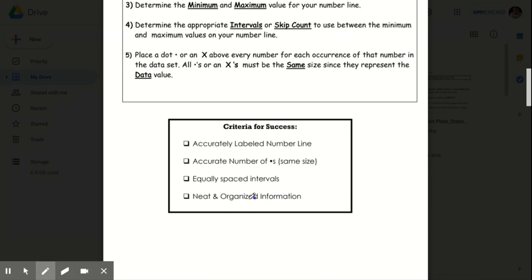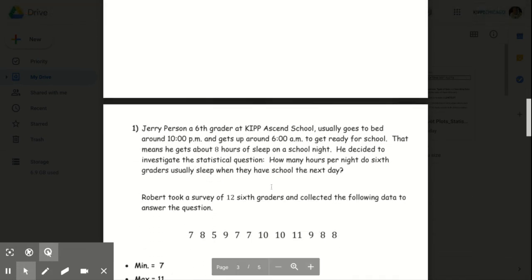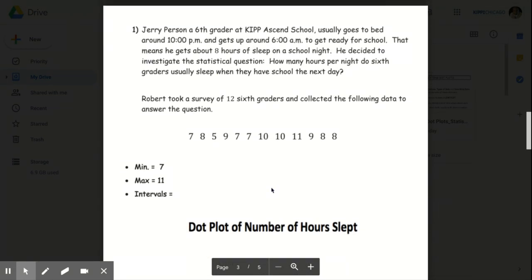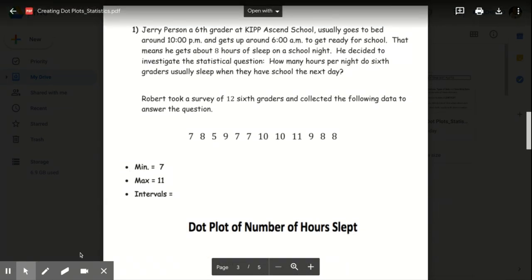And the next criteria for success, the last one, is to organize information. Okay, so here we go. Let's keep going. I'm going to use Jerry today. Jerry Persons, a 6th grader at KIPP Ascend School, usually goes to bed around 10 p.m.